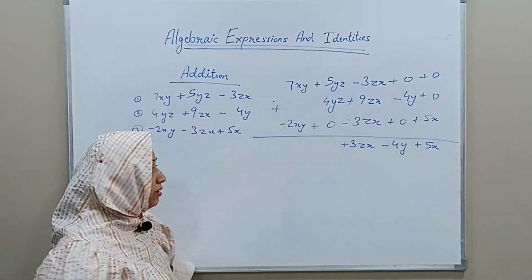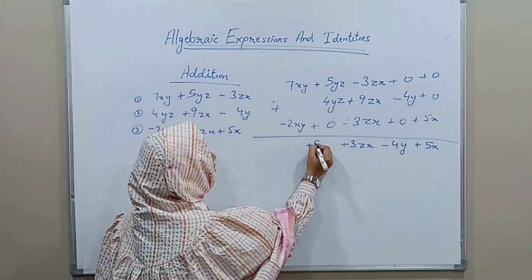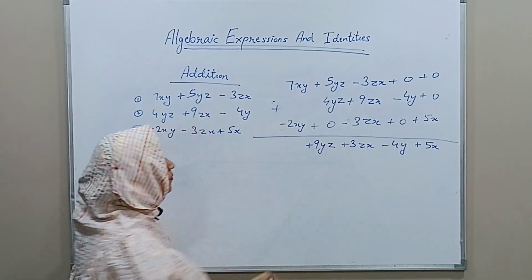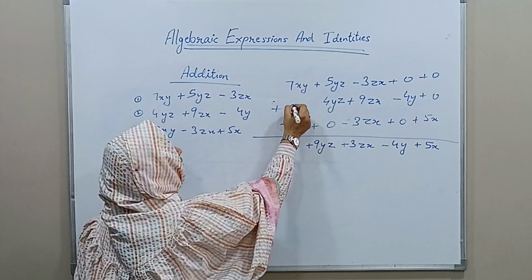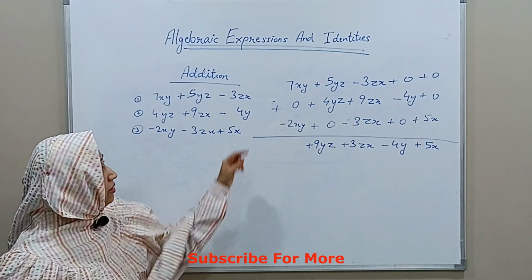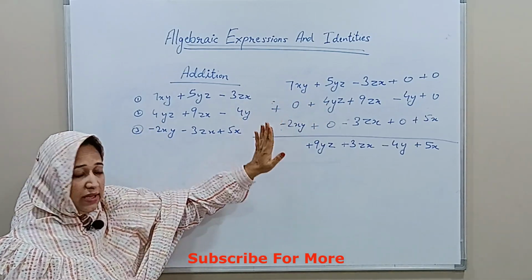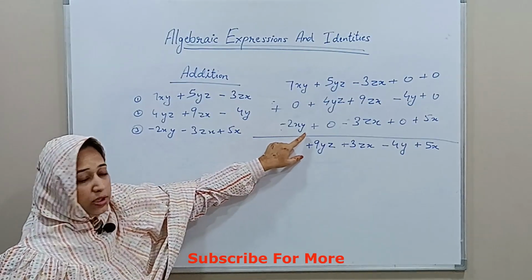9yz plus 0 is 9yz. So plus 9yz. And the last term 7xy. Here we do not have anything. We can write 0 for convenience. 7xy plus 0 is 7xy minus 2xy.